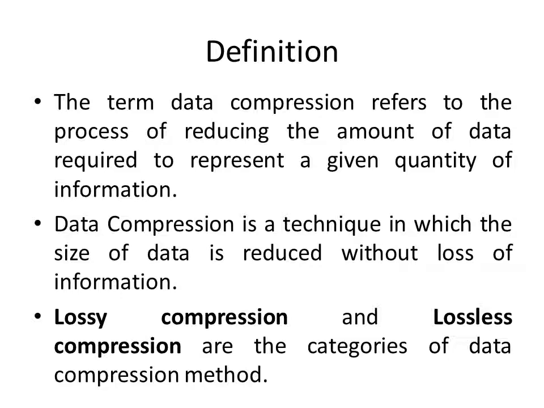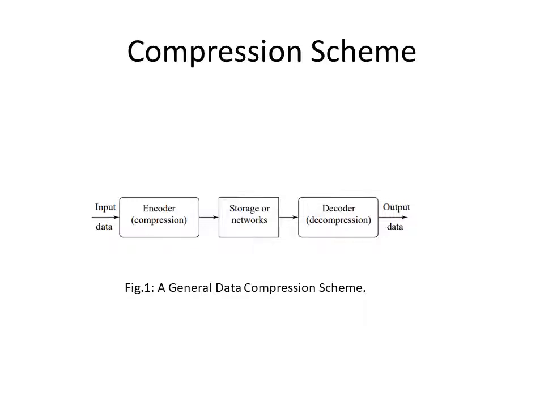Now lossy compression is that type of compression where there is a loss of information in a controlled manner, and lossless compression is that compression which believes that if the redundant information contained in the data is removed, then we can achieve a sizable reduction in the original size of the data. So let's go ahead and study the compression scheme, as to exactly how the process actually happens.